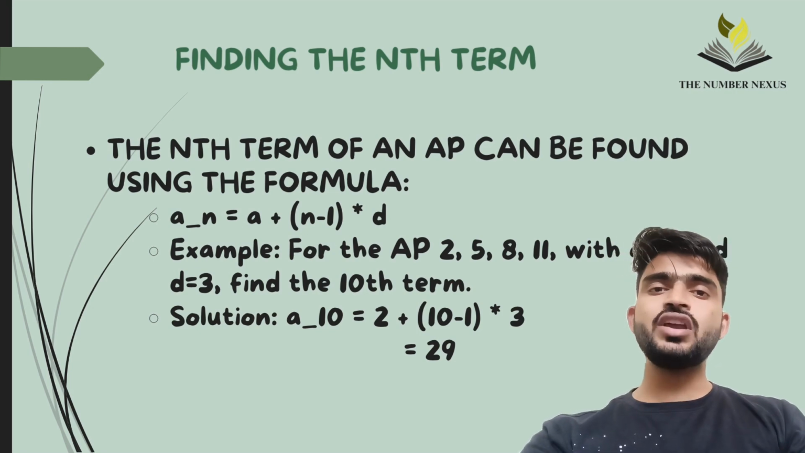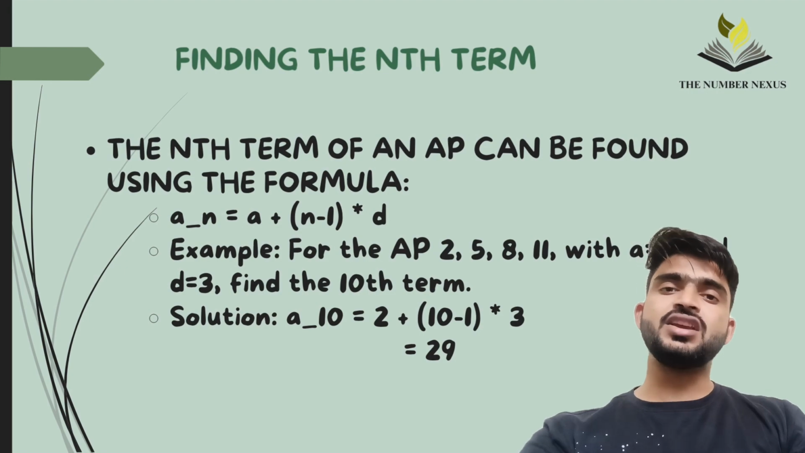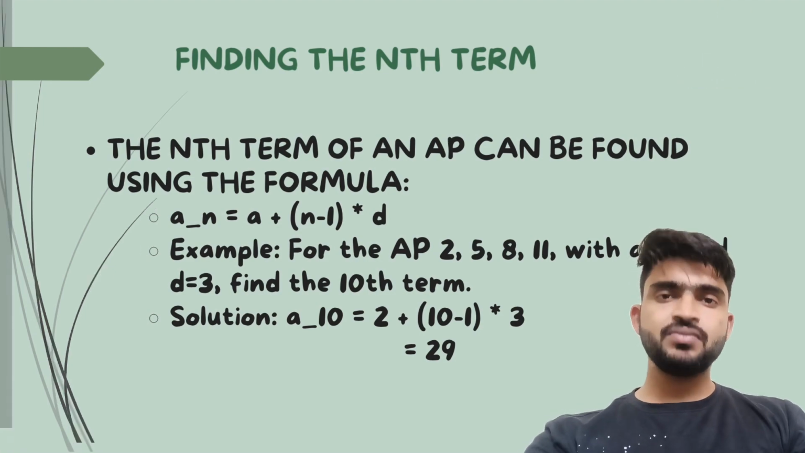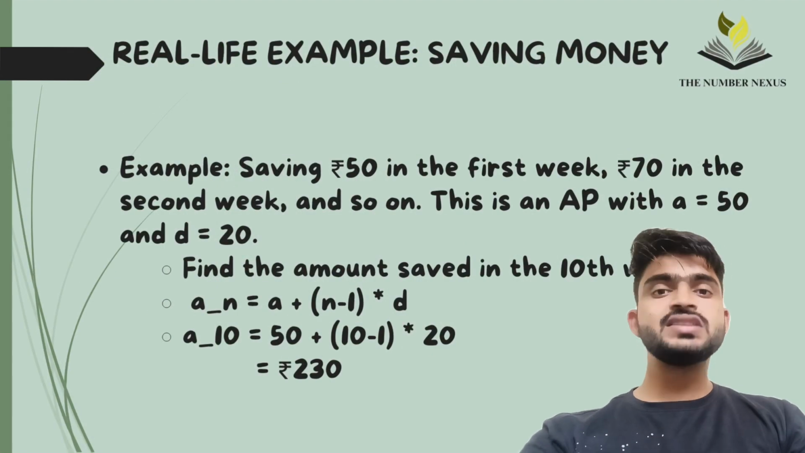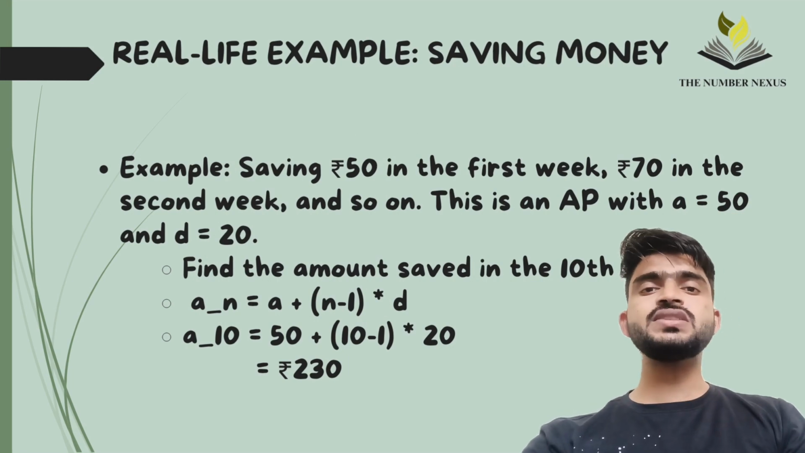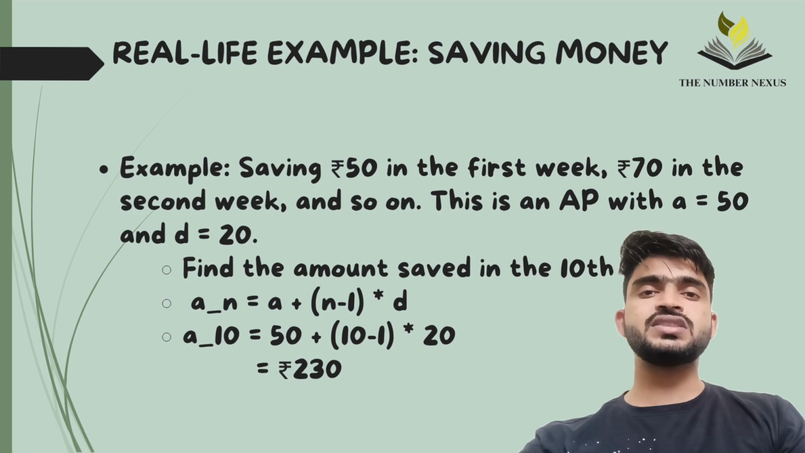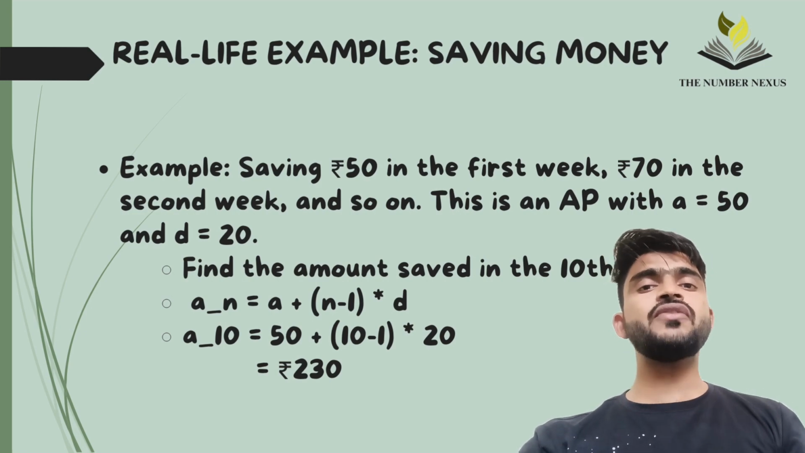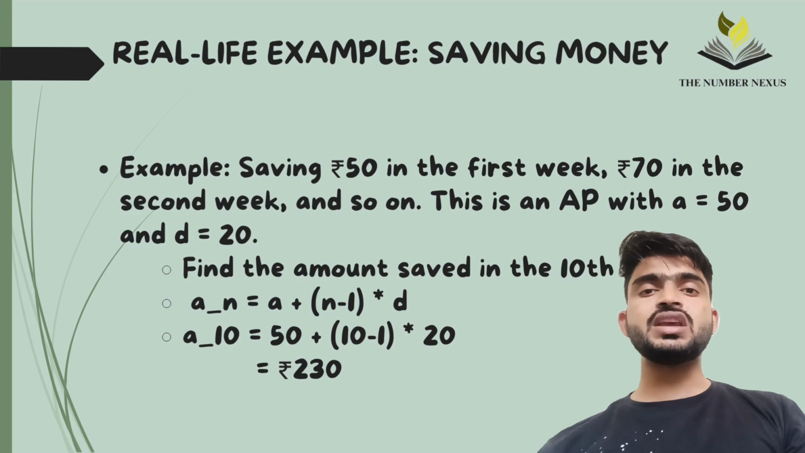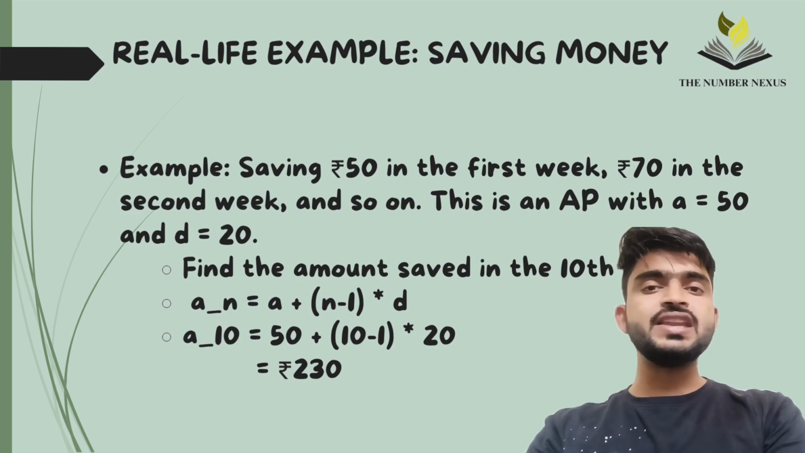So students, now we are going to take a real life example. Imagine you are saving 50 rupees in the first week, 70 in the second, and 90 rupees in the third week, and so on. This is an example of arithmetic progression with a equal to 50 and common difference 20. Now we have to calculate how much money you are going to save in the 10th week. So here n is equal to 10.